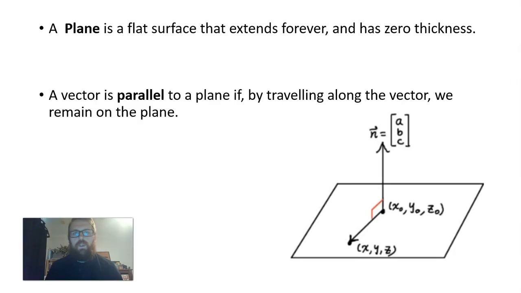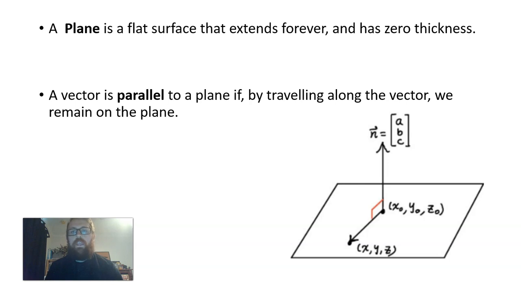Hi guys, so today we're going to have a look at an introduction to planes and a couple of properties of planes. So hopefully you've heard the term plane before. It's a flat surface that extends forever and has zero thickness. Okay, so that's the definition of a plane.